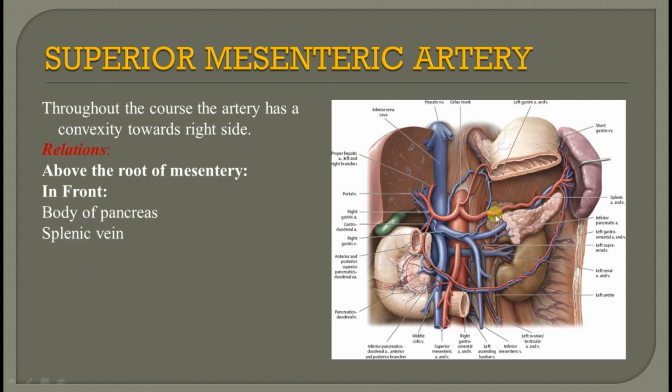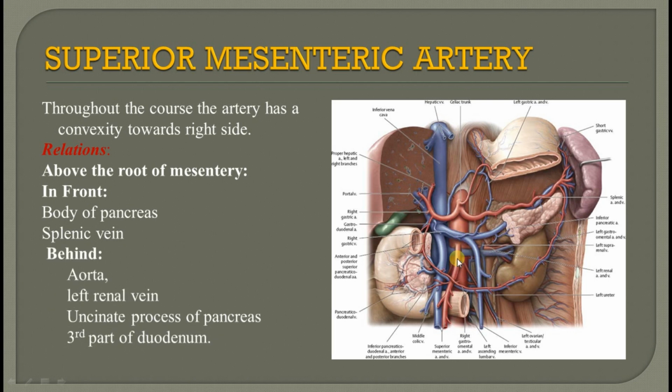Relations before entering the root of mesentery. It enters the root of mesentery after crossing the third part of the duodenum. Before that, anteriorly, as I told you, it is related to the pancreas and the splenic vein. Behind you have the aorta, then the left renal vein, then the uncinate process will pass behind it and the third part of duodenum. So behind you see the aorta, duodenum, left renal vein. These are the anterior and posterior relations of the superior mesenteric artery.